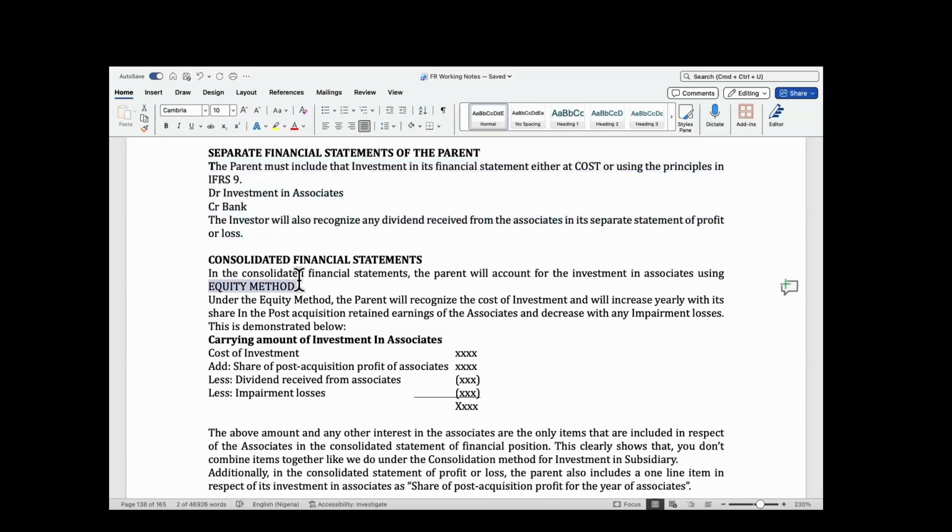And when we say equity method, all you are doing is that you are going to be increasing the cost of investments with your share in the retained earnings of the associate. You will increase your cost of investment with share of profits. And if there is any impairment loss, you remove it. If your investment becomes impaired, of course, you deduct that.